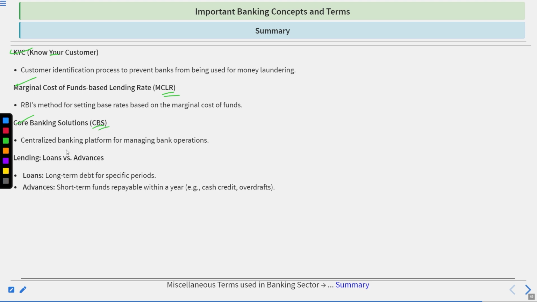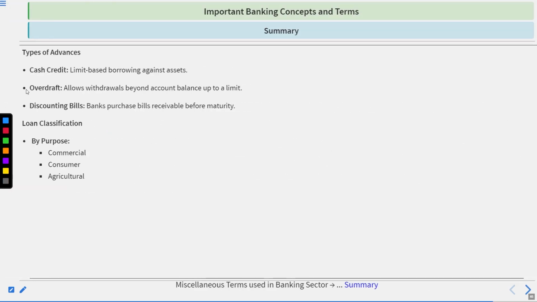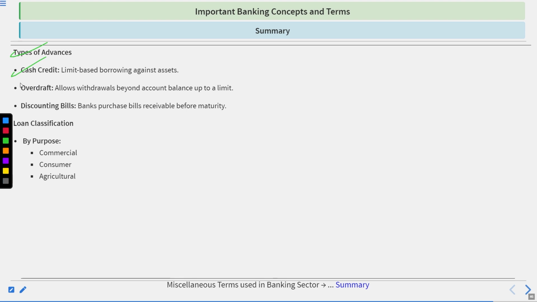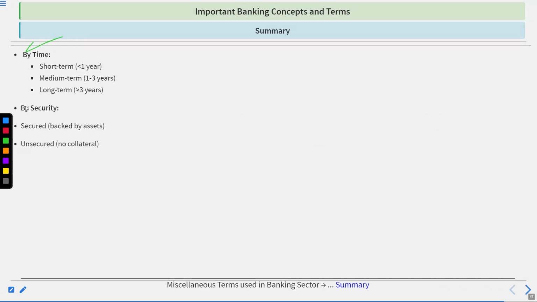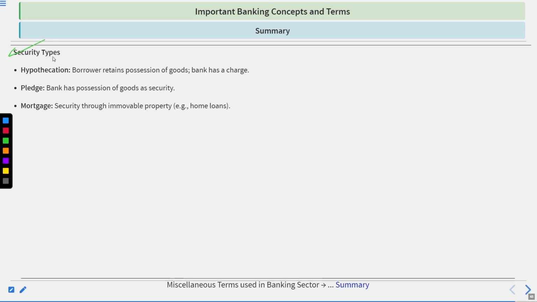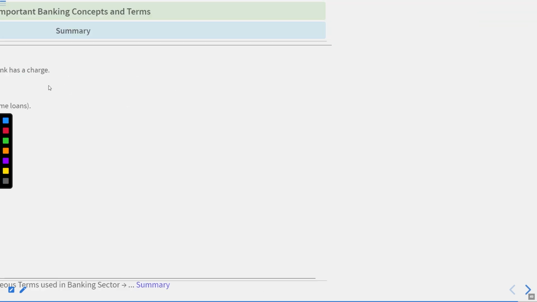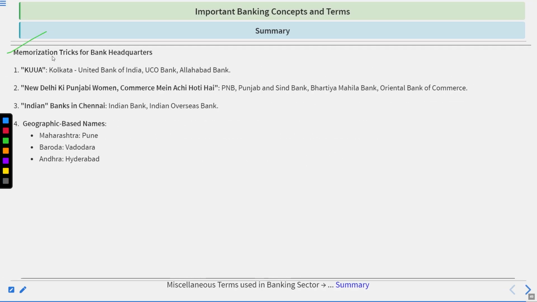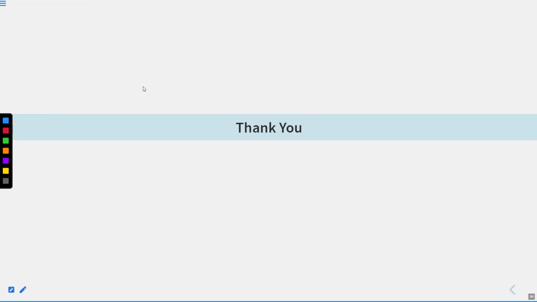Core banking solution, CBS. Then in lending, we have seen loans versus advances, types of advances: credit, overdraft, discounting. Loan classification by purpose, by time, by security. Security types we have seen: hypothecation, pledge, mortgage. Memorization tricks for banks and headquarters. Okay, so here we have finished the topic in part 1.